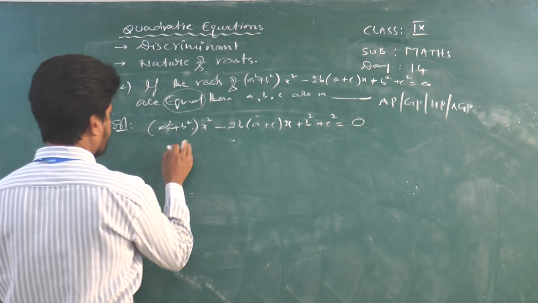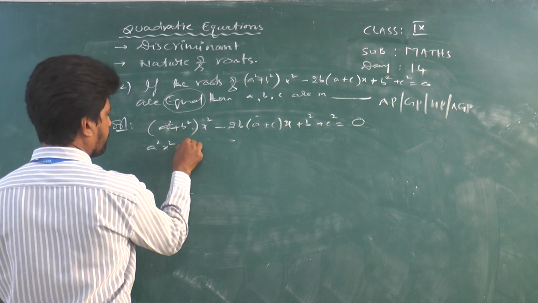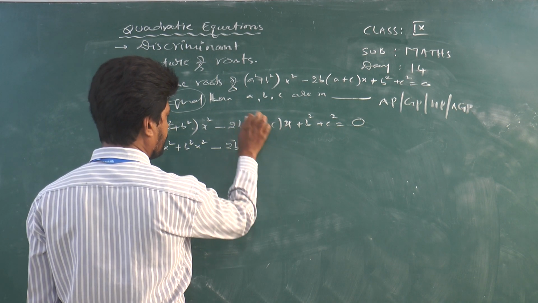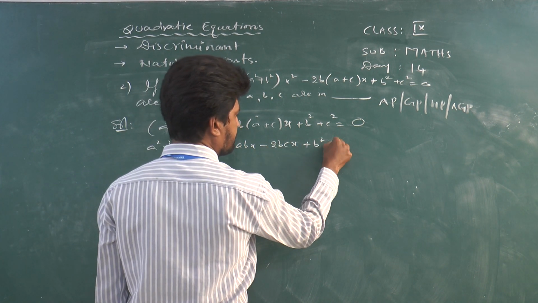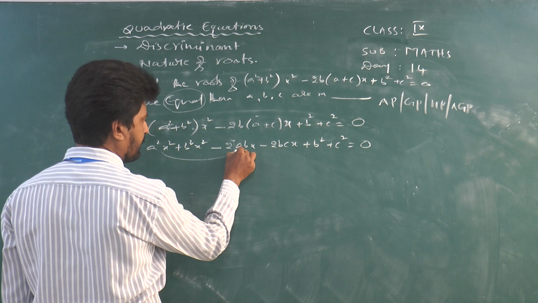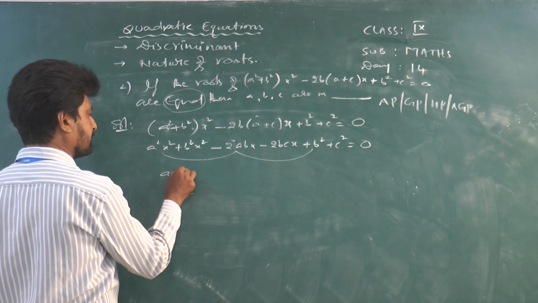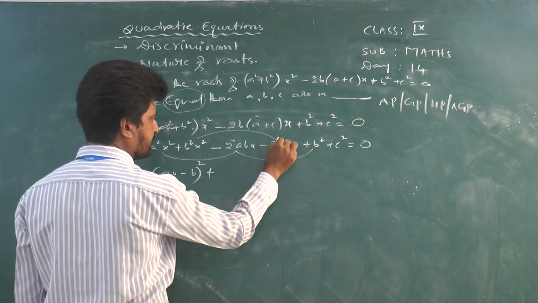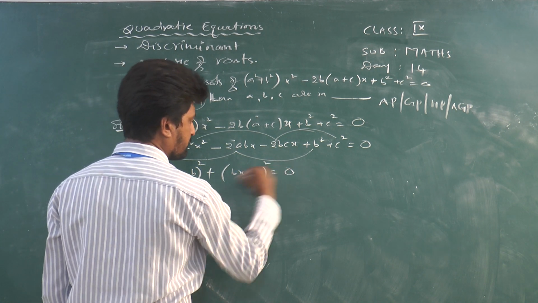Now, without using the quadratic formula, let us simplify like this. a square x square plus b square x square minus 2b into a into x, that means minus 2abx minus 2bcx plus b square plus c square is equal to 0. Here observe a square x square minus 2abx and plus b square forming a perfect square. That's why we can write it as (ax minus b) whole square plus, similarly, b square x square minus 2bcx and plus c square. How to write that one? (bx minus c) whole square is equal to 0.